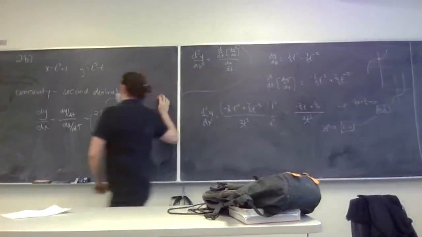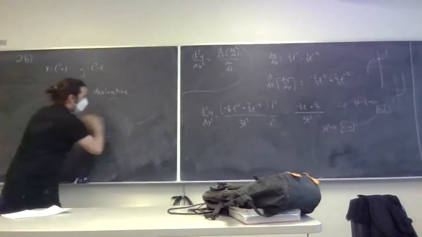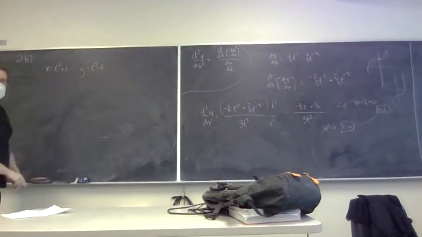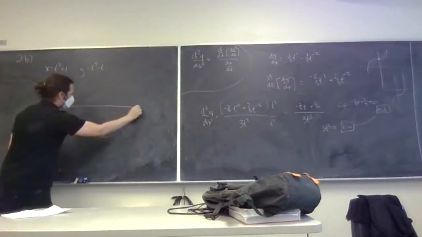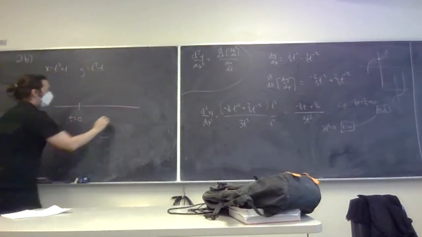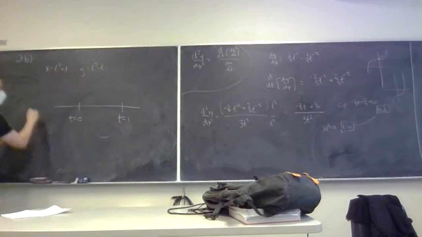Now we have to resort to pre-calculus. We're going to do a sign table real quick. So we have t is equal to 0. We have t is equal to 1. We are measuring the sign of the second derivative because that tells us concave up or concave down. So put in some test points.